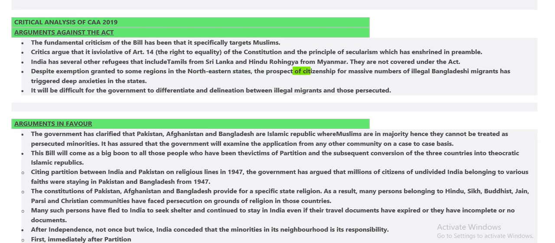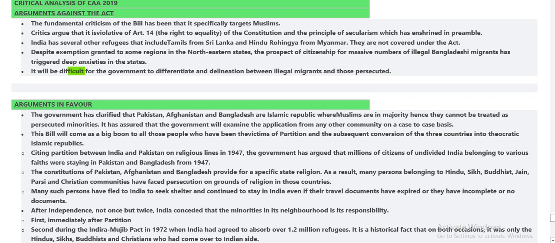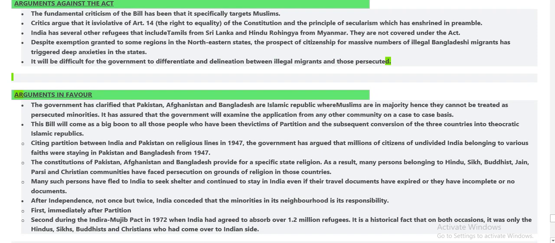India has several other refugees that include Tamils from Sri Lanka and Hindu Rohingya from Myanmar. They are not covered under the Act. Despite exemption granted to some regions in the northeastern states, the prospect of citizenship for massive numbers of illegal Bangladeshi migrants has triggered deep anxieties in the states. It will be difficult for the government to differentiate and delineate between illegal migrants and those persecuted.